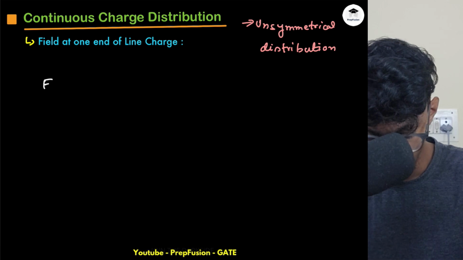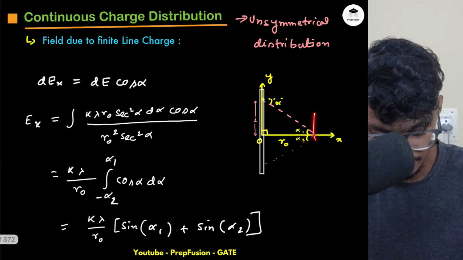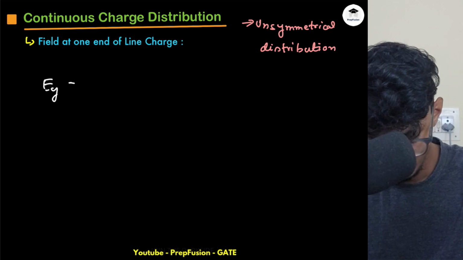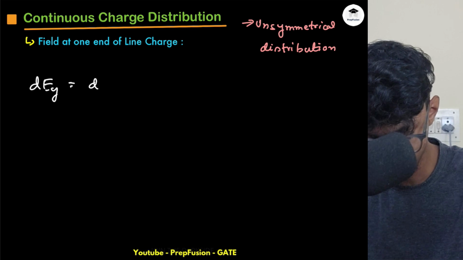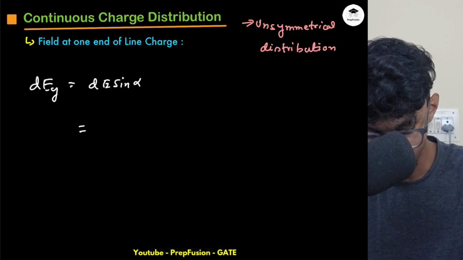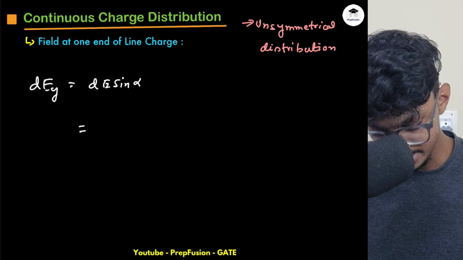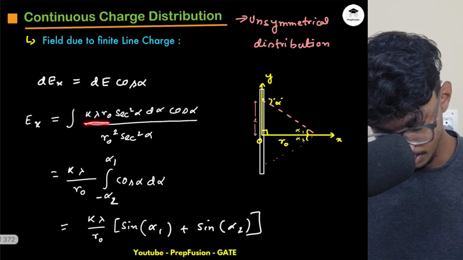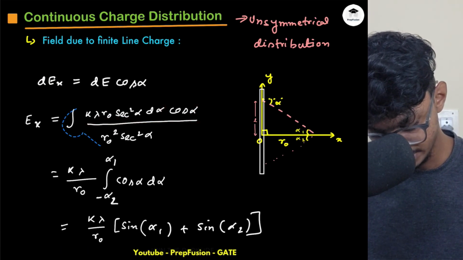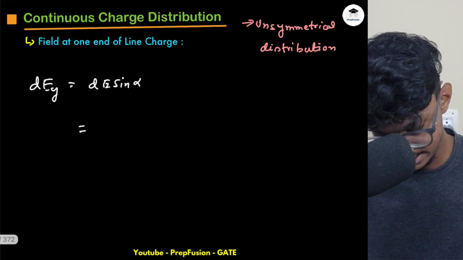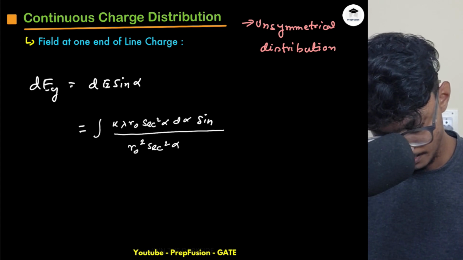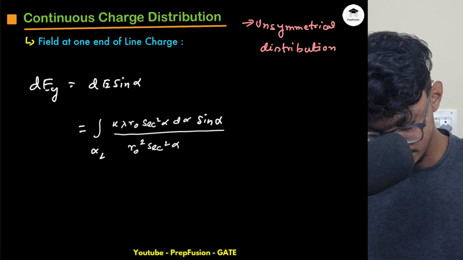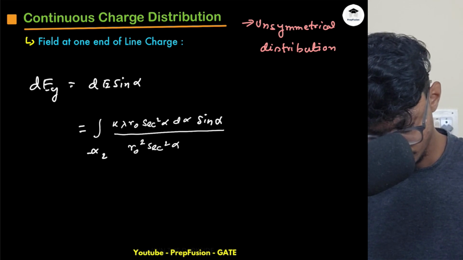What about the y component? What is the y component of the electric field? So the y component will be simply dEy will be simply dE sine alpha. Everything will be the same, just this will be dE sine alpha, that's it. Everything else will be the same. So what is dE? Basically dE I have already derived. dE is lambda into this expression, right? Here instead of cos alpha there will be sin alpha. Everything else will be the same as it is, ditto. So this will be sin alpha. Alpha will go from minus alpha 2 to plus alpha 1. This is my Ey.